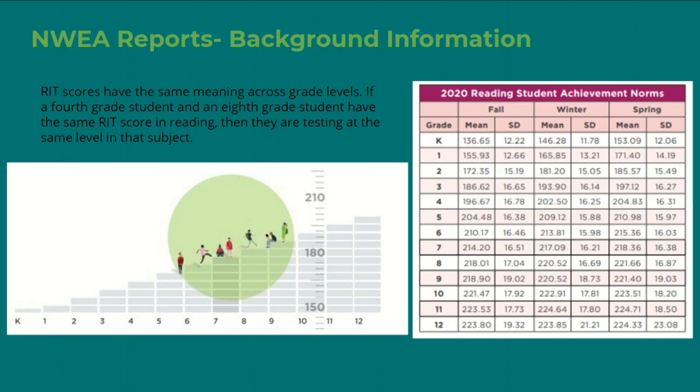NWEA is measured using a RIT score. One of the differences about using a RIT score is a RIT score has the same meaning across the grade levels. So a student who takes an assessment will receive a RIT, which stands for a Rasch unit, and if they get the same score in fourth grade and in eighth grade, that score has the same meaning. When these scores are given three times a year, this gives us an indicator for measuring student growth. After we've given this assessment for multiple years in a row, we'll have great information and longitudinal data on individual students, but aggregate data as well.